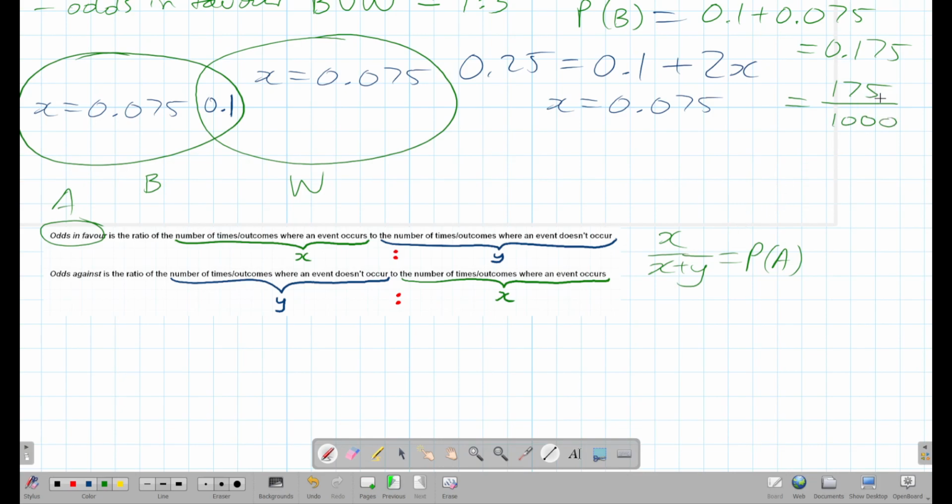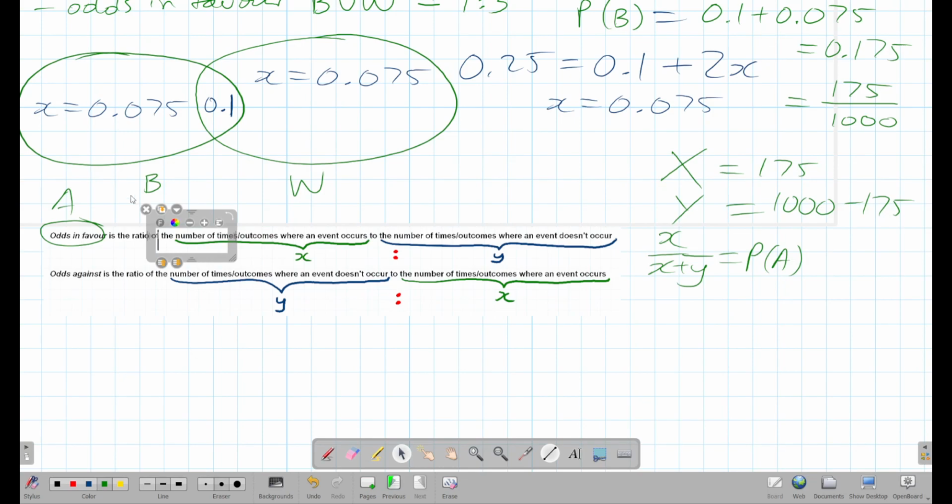Okay, so already we know that our x is 175. This is a different x than the x that we found here. So I'm going to write it in a different way. So this is our x, it's 175. Our y then is going to be 1000 minus 175. Let me just move this out of the way.